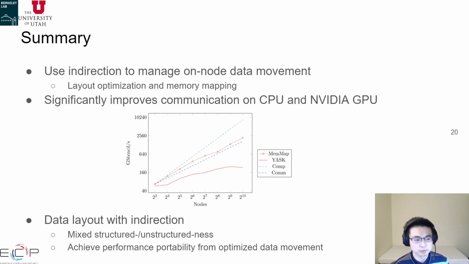In conclusion, we believe that data layout with indirection, especially layouts such as bricks that have mixed structuredness and unstructuredness, is an important abstraction to achieve performance portability because it can optimize both the vertical and horizontal data movement.